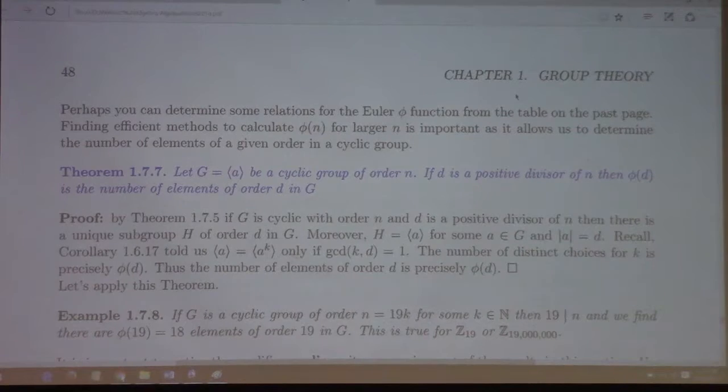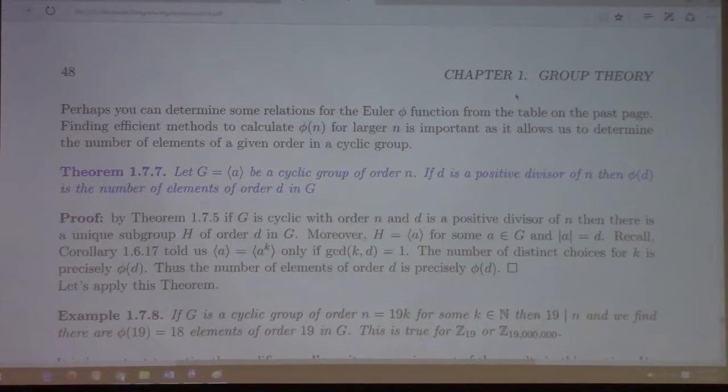And then Corollary 17 told us that these guys are equal only if the greatest common divisor of k and the order of this, which is D, right? So D is functioning like n was before in the corollary. But this being 1, well, what is that? That's exactly, how many such k are there?